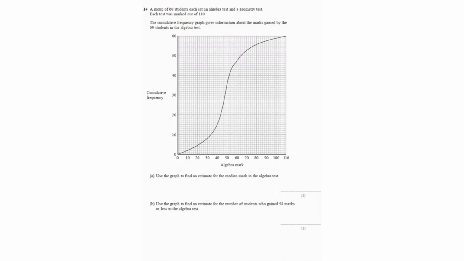So by now, you should be very well aware of how to find the median value using the graph. So we divide 60 by 2, which is 30. So we draw a line from 30 towards the curve, and that gives us 48.